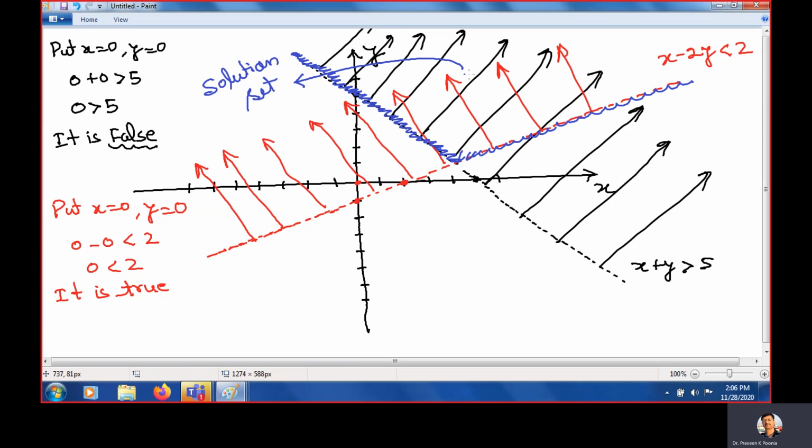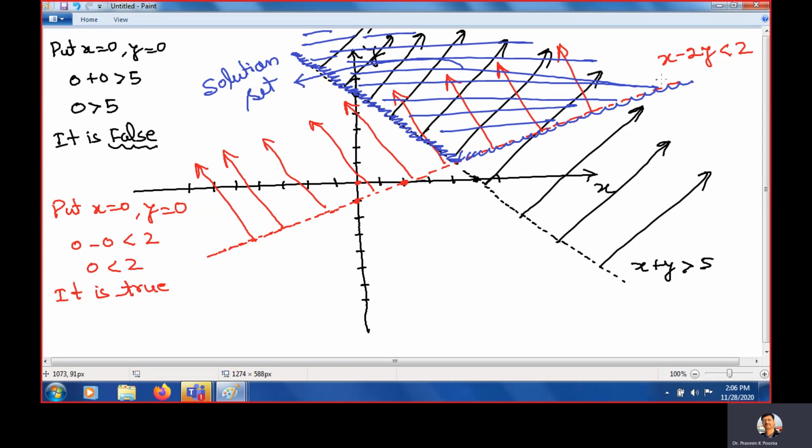So if you take any value from this region, understand, that will satisfy both the inequalities. Please remember, that's why this is the solution. Clear? So you need to make it a little dark. This is the solution set.